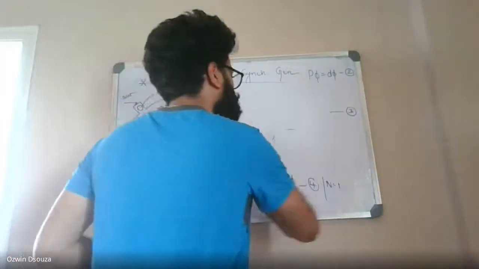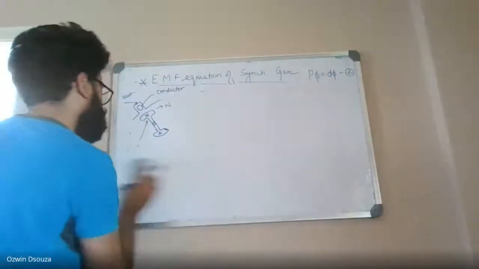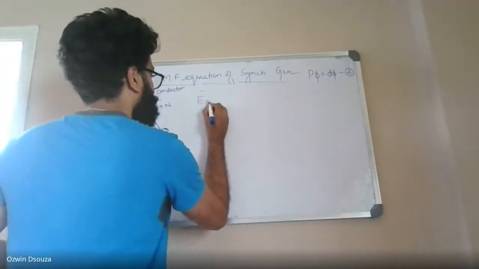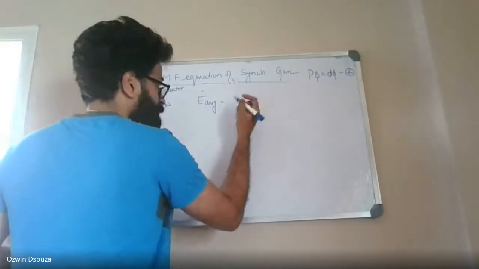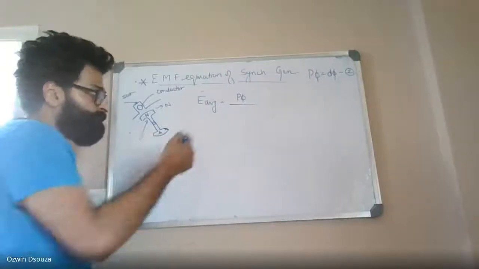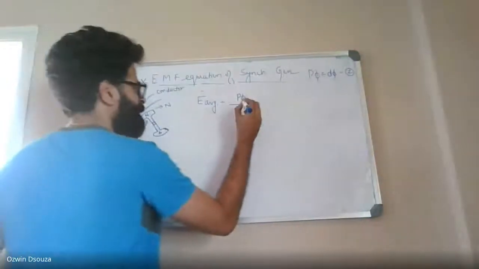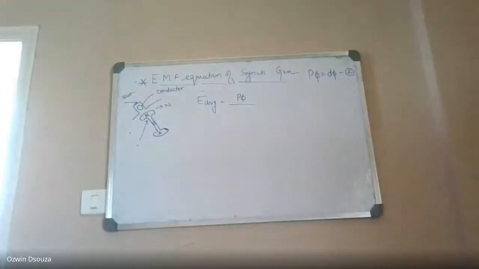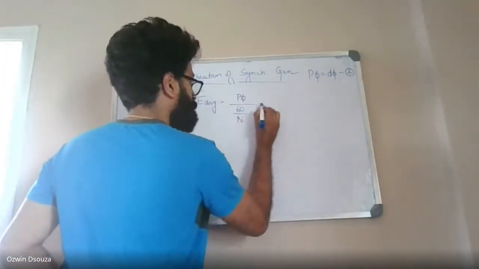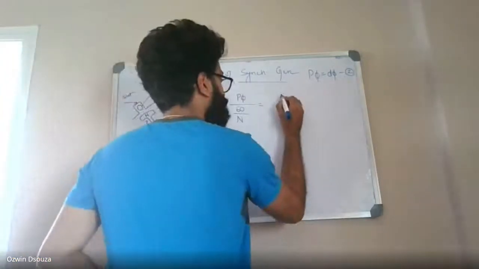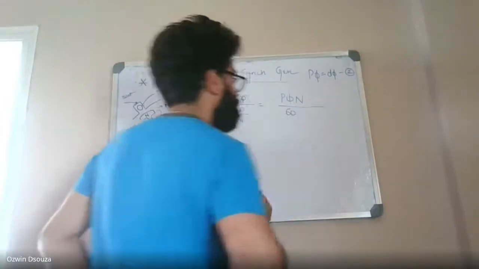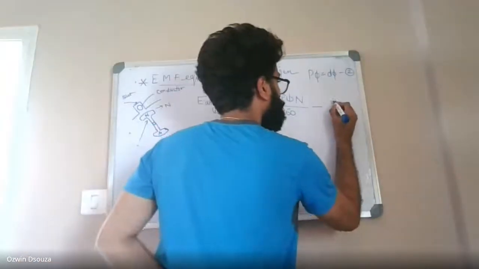So what do we get? When we substitute, we get the average value of induced EMF. So you can write E average is equal to d phi divided by dt. What is dt? 60 by n. So if you rearrange, you get P phi n divided by 60. Let's call it equation 5.